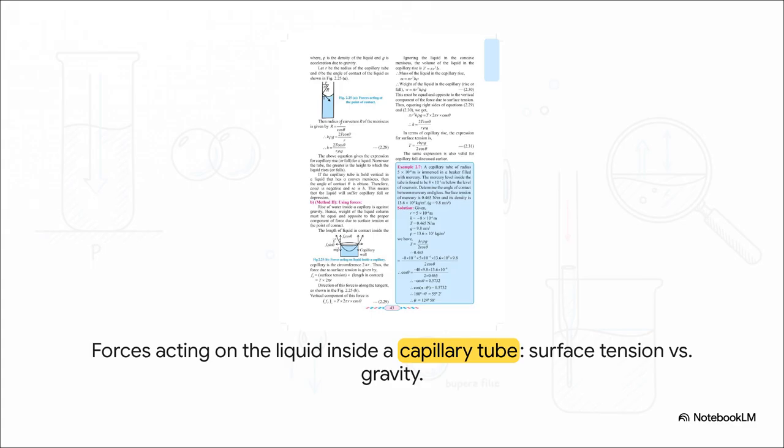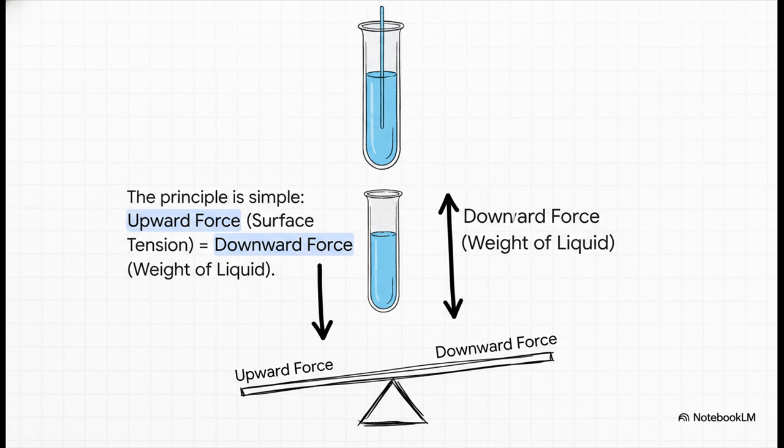And this idea of surface tension leads directly to another cool effect called capillary action. Just look at the forces at play here. You've got this upward pull from the surface tension clinging to the walls of a narrow tube, and that upward force is in a constant battle with the downward pull of gravity on the weight of the liquid itself. The whole principle is really just a tug of war. For that column of liquid to be held up inside the tube, that upward force from the surface tension has to perfectly balance the downward force from the weight of the liquid it's lifting.